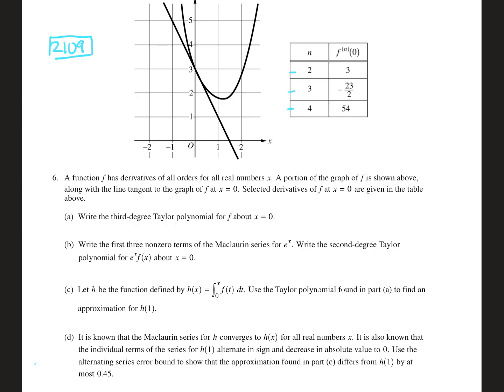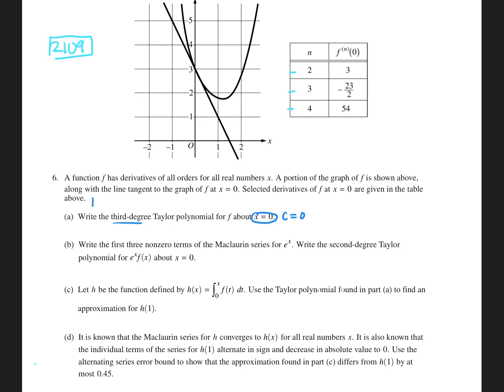Okay, so let's remember what a Taylor polynomial is. They want us to write the third degree Taylor polynomial about x equals 0. Remember, about x equals 0 means that it's centered at 0, and that's where all of our information is coming from. Remember, Taylor polynomials are exact where they're centered, and they are approximations everywhere else.